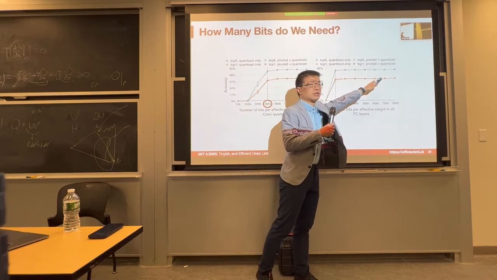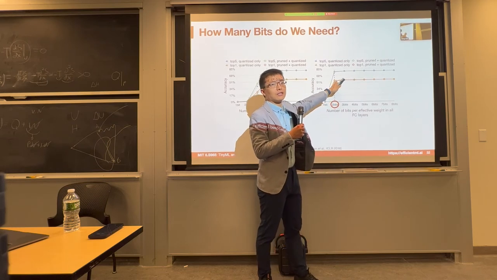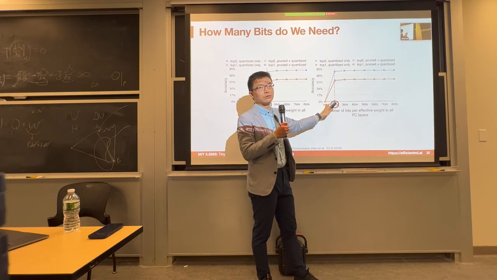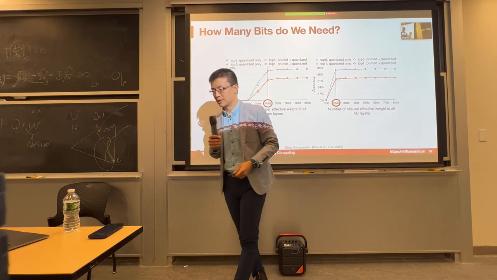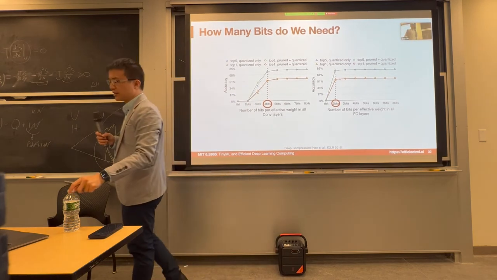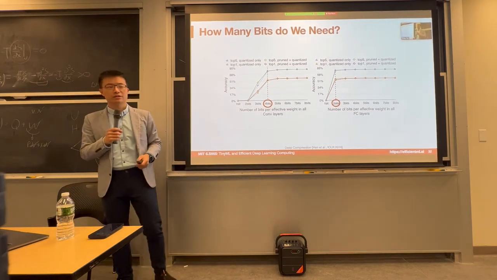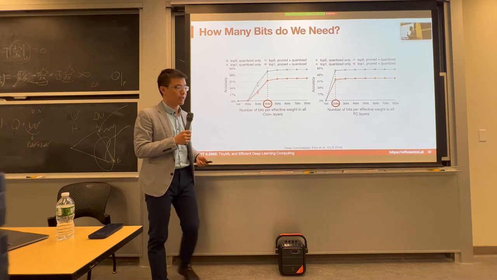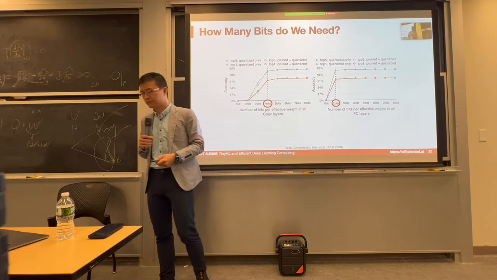Right? So the accuracy is intact until we quantize them to only 2 bits. Only 2 bits, which makes it very easy to store the weights on chip in SRAM rather than having to go off chip.